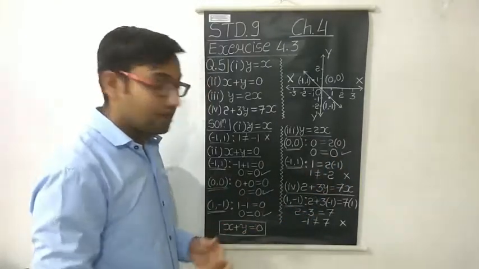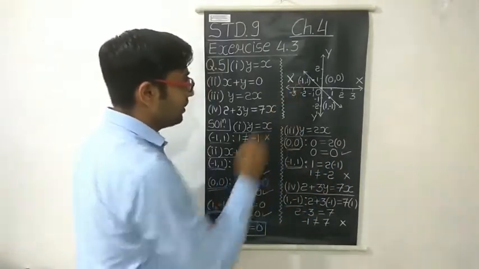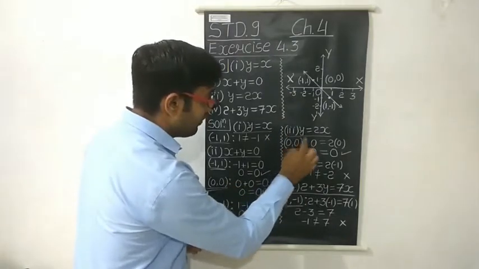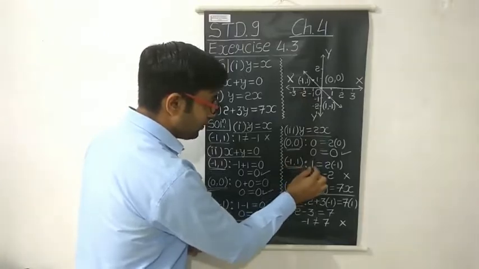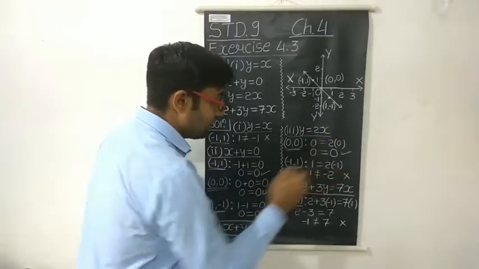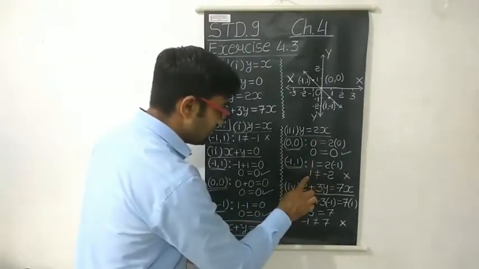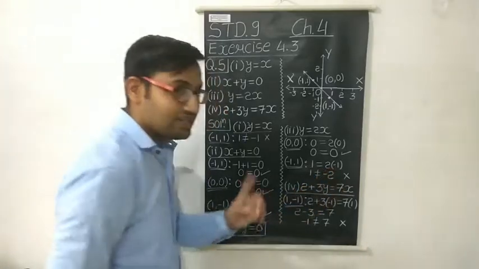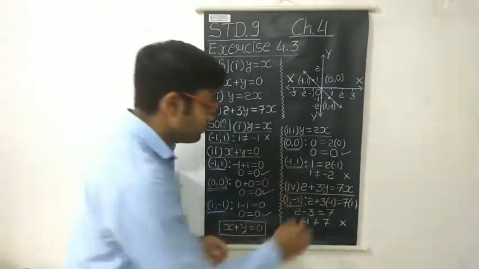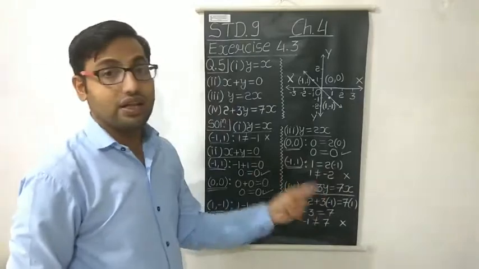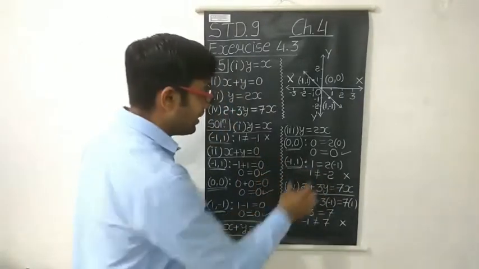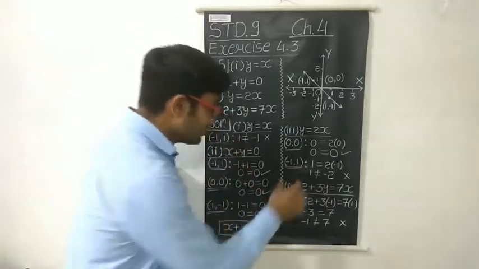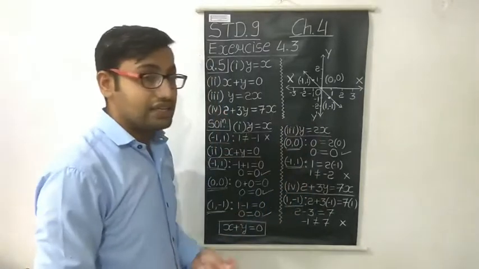So let us now check the other point, that is minus 1, 1. Instead of y we have to put 1, instead of x we have to put minus 1. So 1 is equal to 2 in the bracket minus 1. 1 is here, but 2 times minus 1 is minus 2. 1 and minus 2 are not equal. So this point does not satisfy this linear equation. So this point is not a solution of this linear equation.